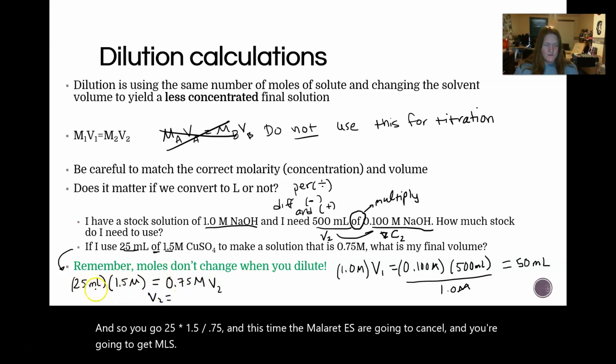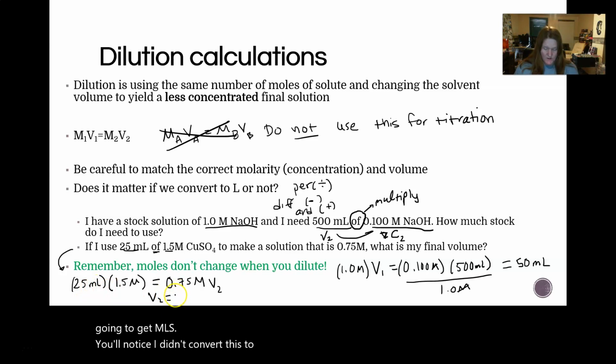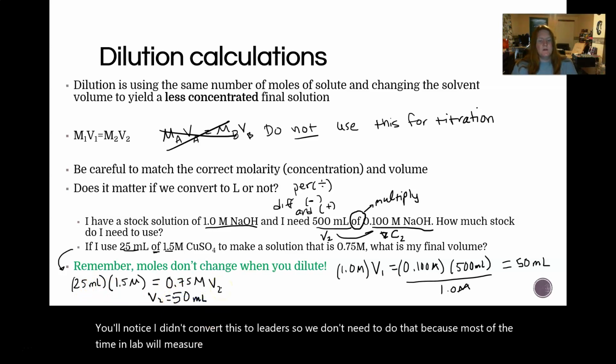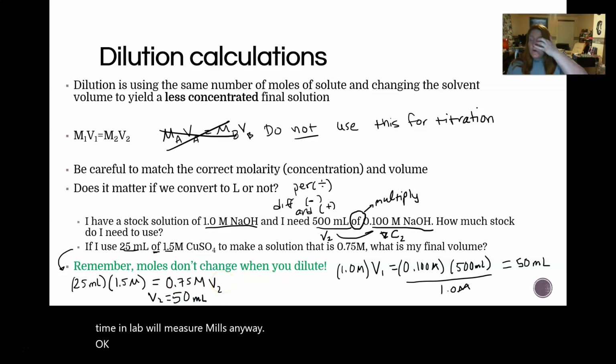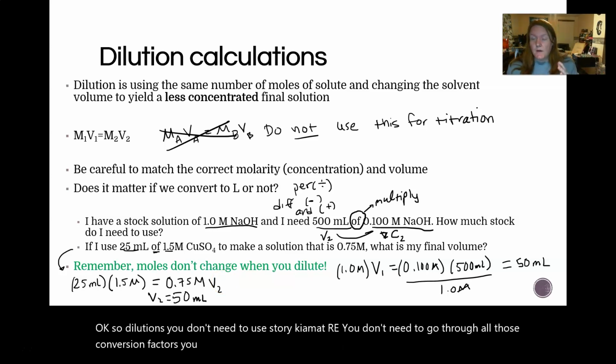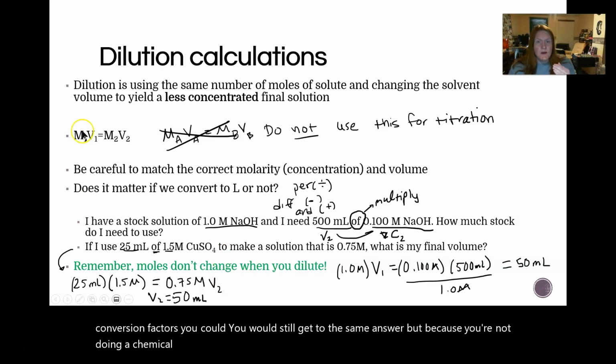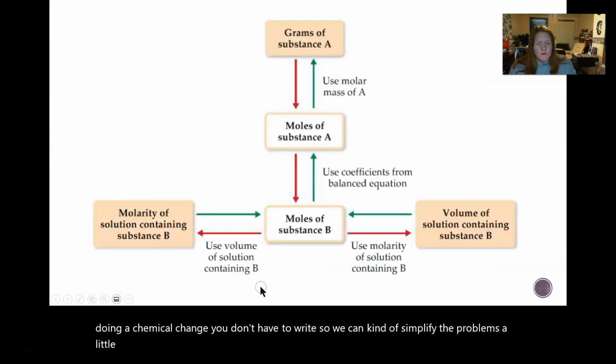You'll notice I didn't convert this to liters, so we don't need to do that because most of the time in lab we'll measure mils anyway. Okay, so dilutions, you don't need to use stoichiometry. You don't need to go through all those conversion factors. You could, you would still get to the same answer, but because you're not doing a chemical change, you don't have to, right? So we can kind of simplify the problems a little bit and just apply this equation.